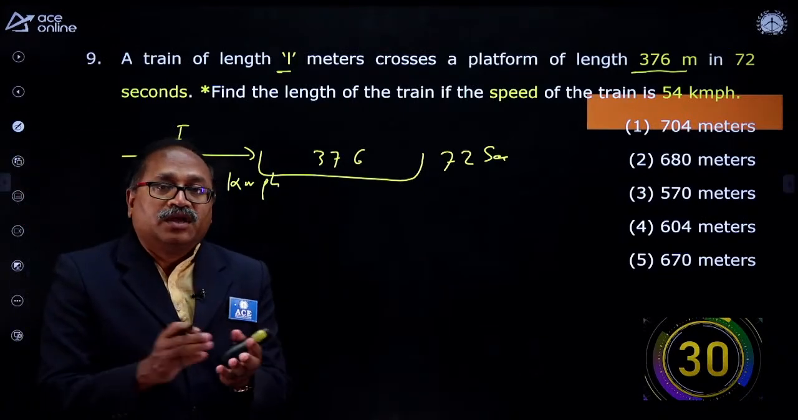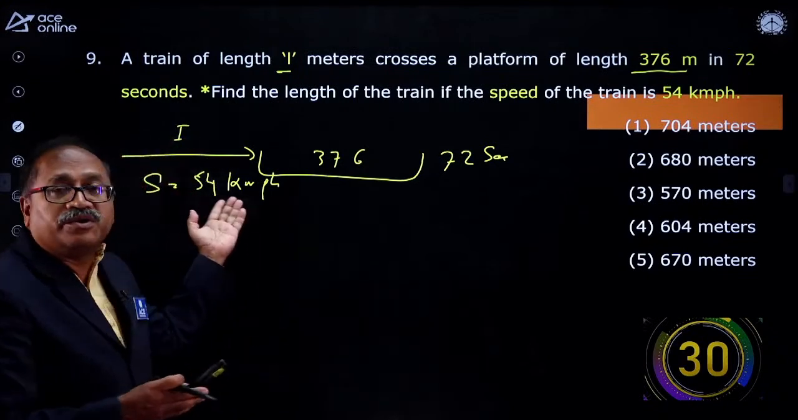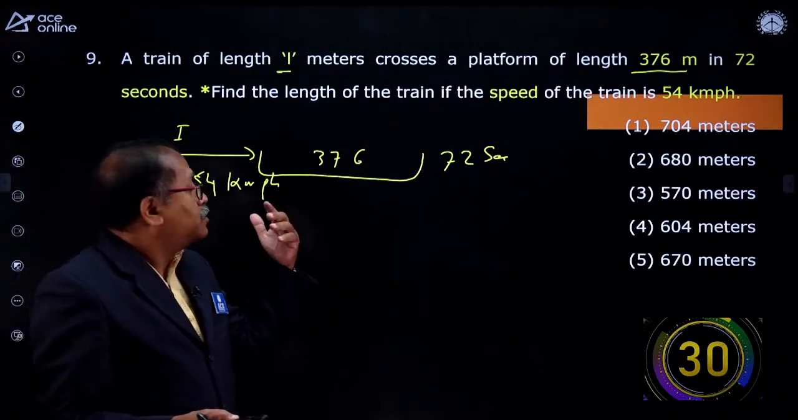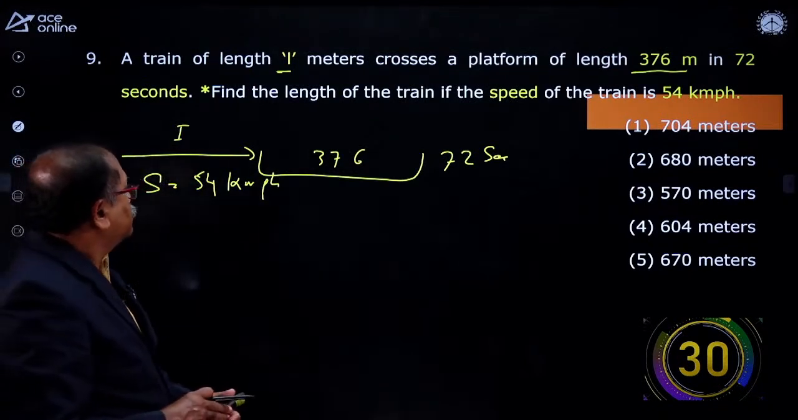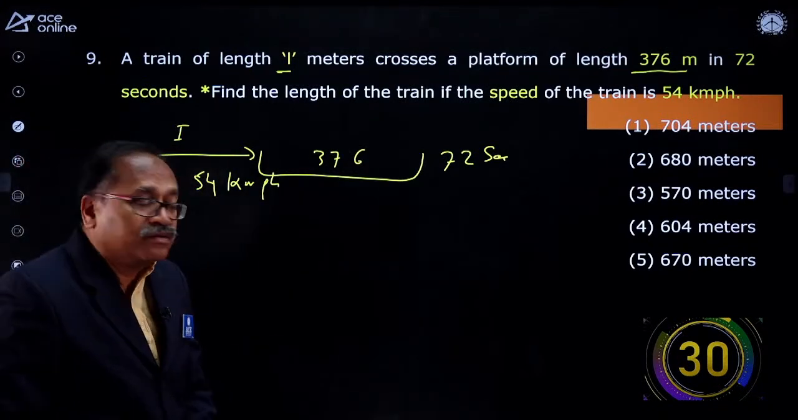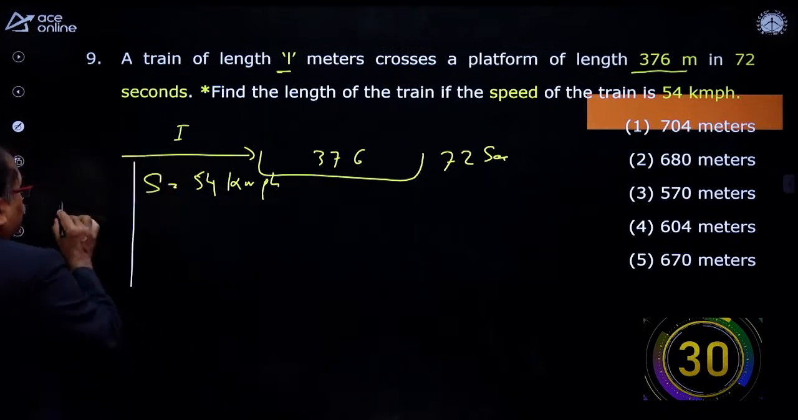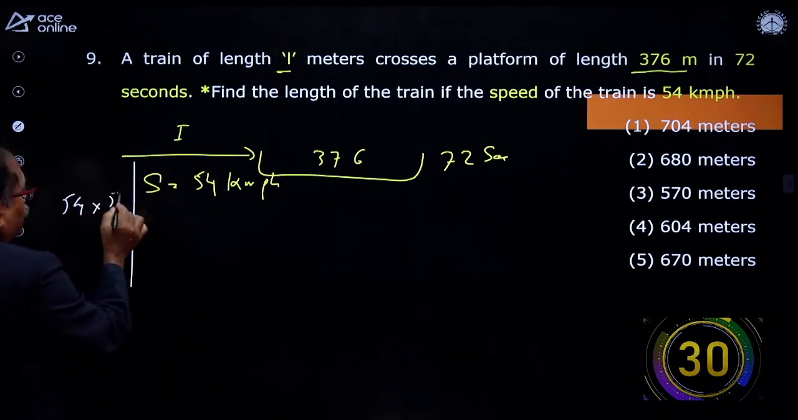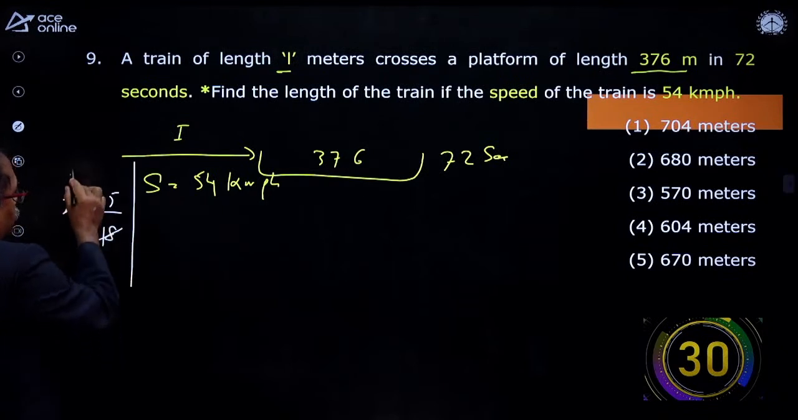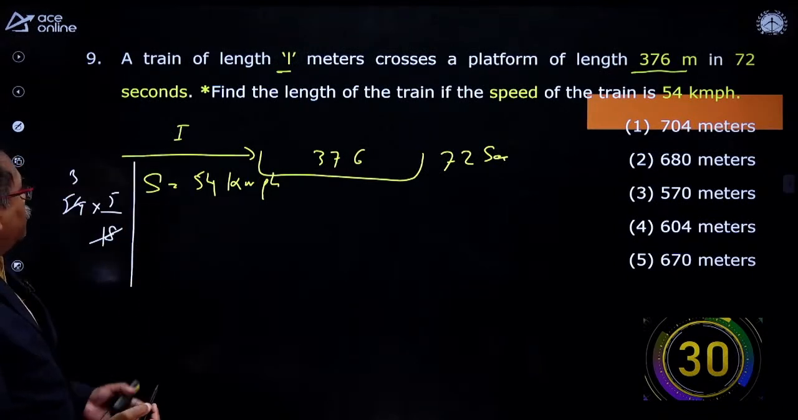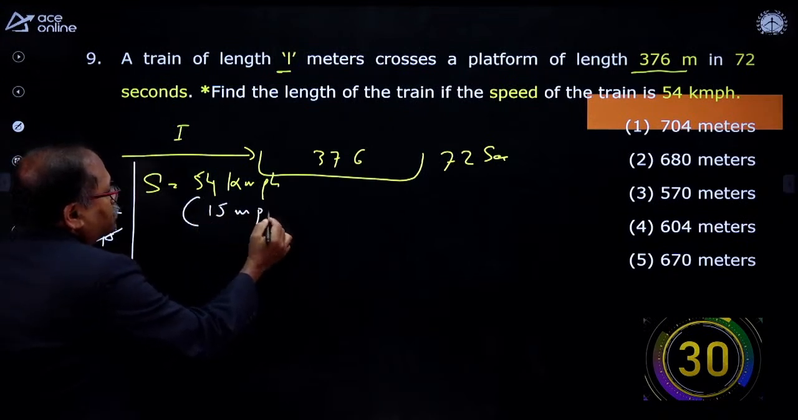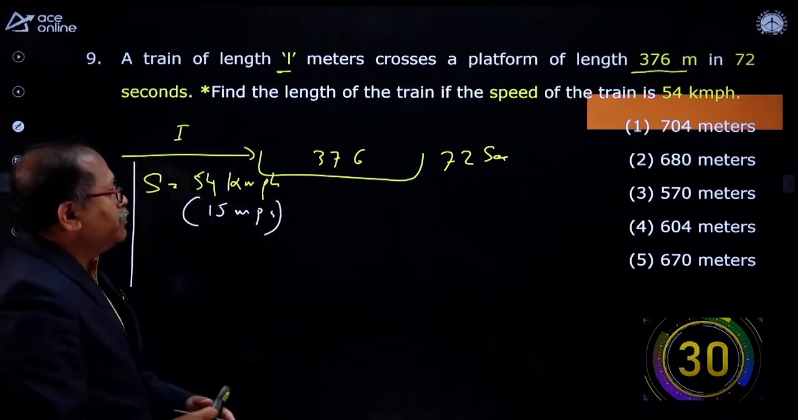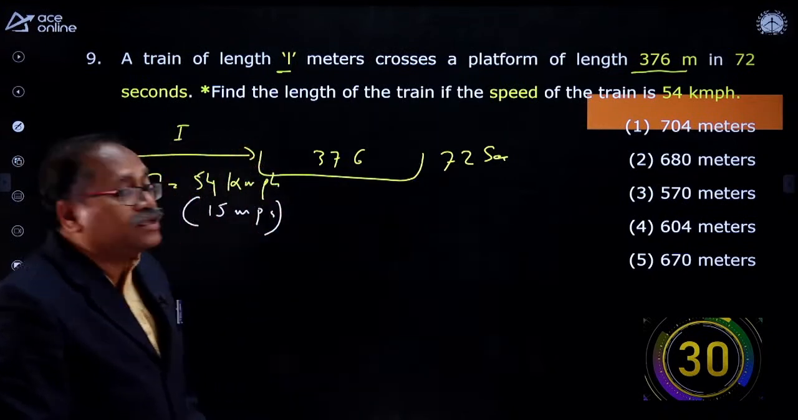time. And you know the 54 km per hour is 15 meter per second. How do you get that? That is 54 into 5 by 18, and 18 3s are 54. Then 5 3s are 15. So you know that 15 meter per second is the speed, and we know the time. So we can get the distance.